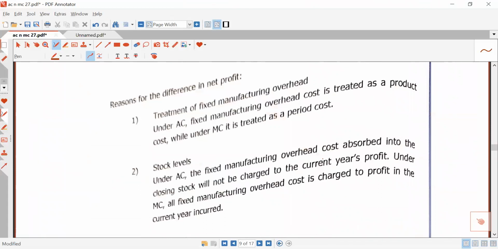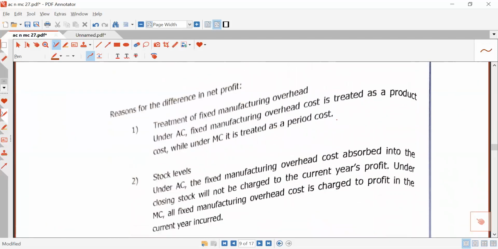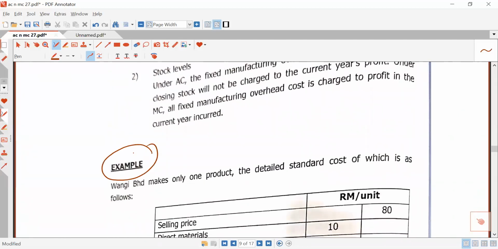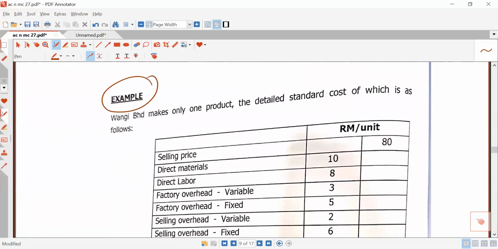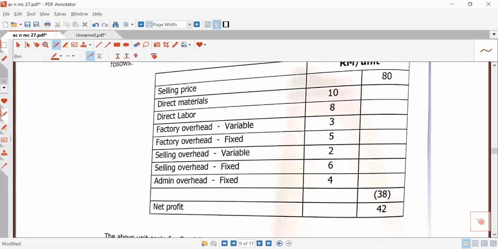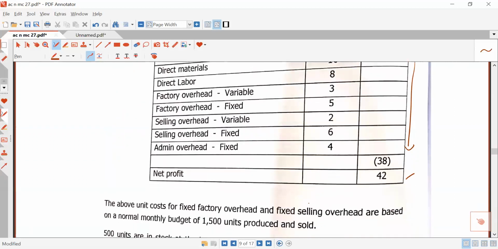Now let's turn to page 122. Let's look at the example here. Wani Berhad makes one product, and these are the detailed cost statement which is as follows. So you have selling price and all the costs and also the net profit. If you realize in this question, the product cost is all given in terms of cost per unit.